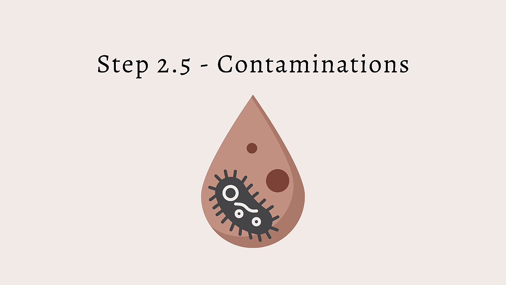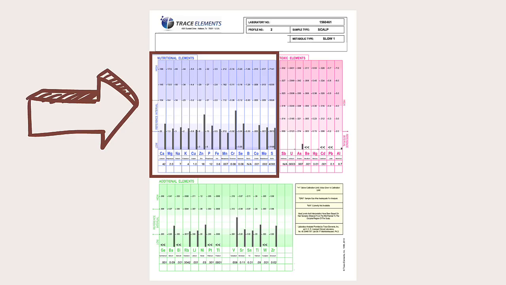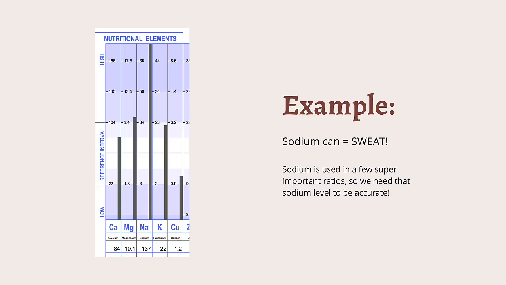Okay, I had to throw in a step 2.5 here called contaminations. This is a quick bonus step that I felt was super important before we get to step 3. So when you're looking at the single mineral levels, which can be found here in purple, if any are super high, you're going to want to ask if there are any potential contaminations that could be affecting these results. For example, the most common one is when sodium looks super high.